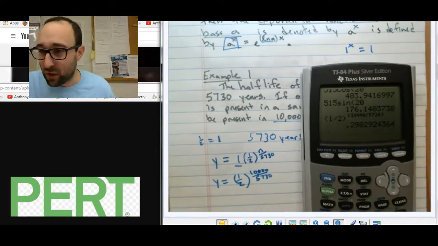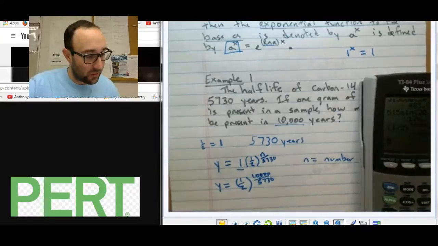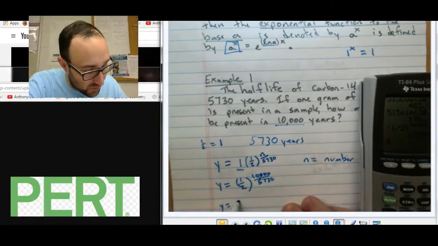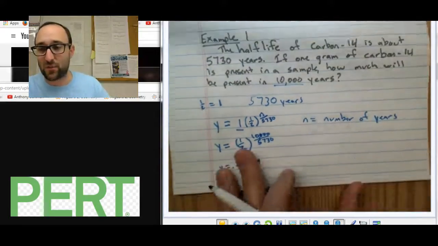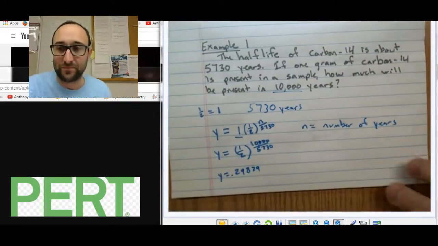Okay, and I do that, and we get that number, 0.298. So we can say y equals 0.29829. And what does that number mean? What are our units that we're talking about?